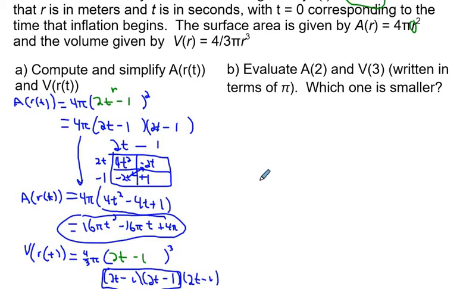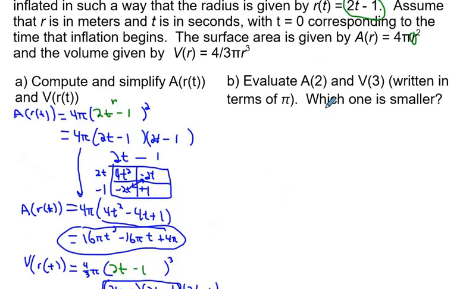So that's an interesting thing to think about. If I were to find a of 2, a would have to go into, notice it doesn't go into t, it has to go into r. So it probably would be easier to find r of 2. Okay, so r of 2 would simply be 2 times 2 minus 1. So r of 2 is just 4 minus 1, or 3, and then plug that into here.